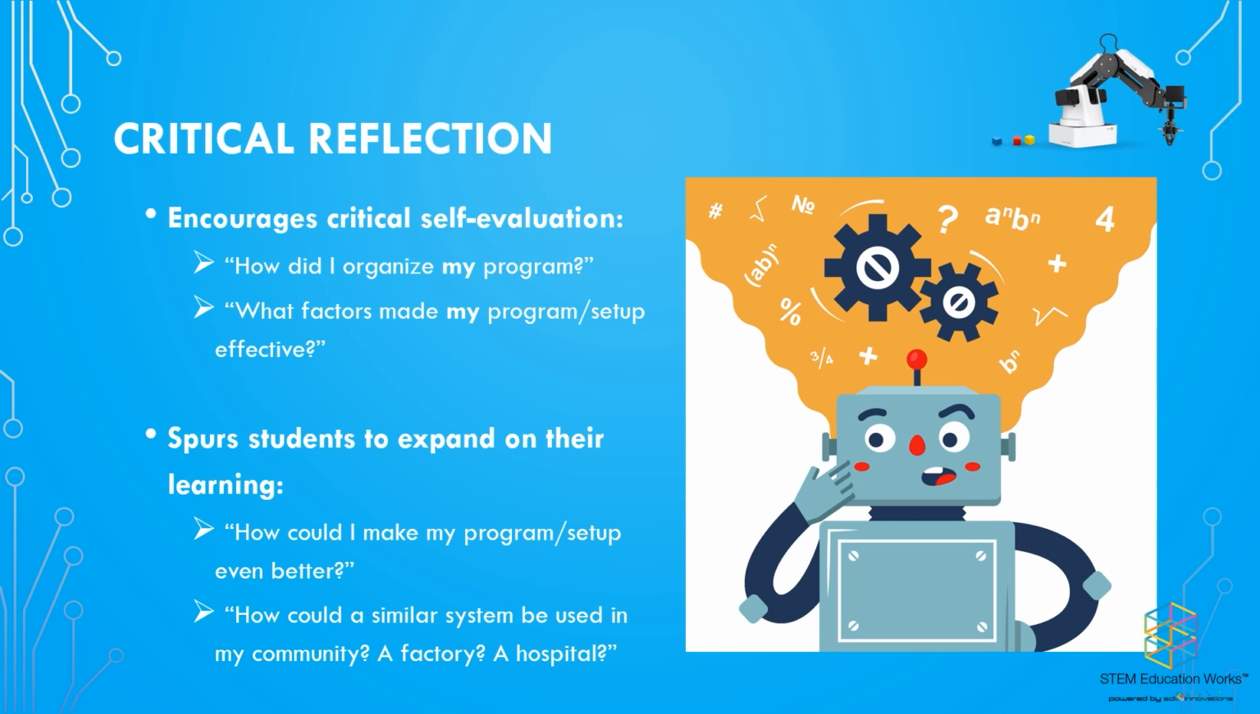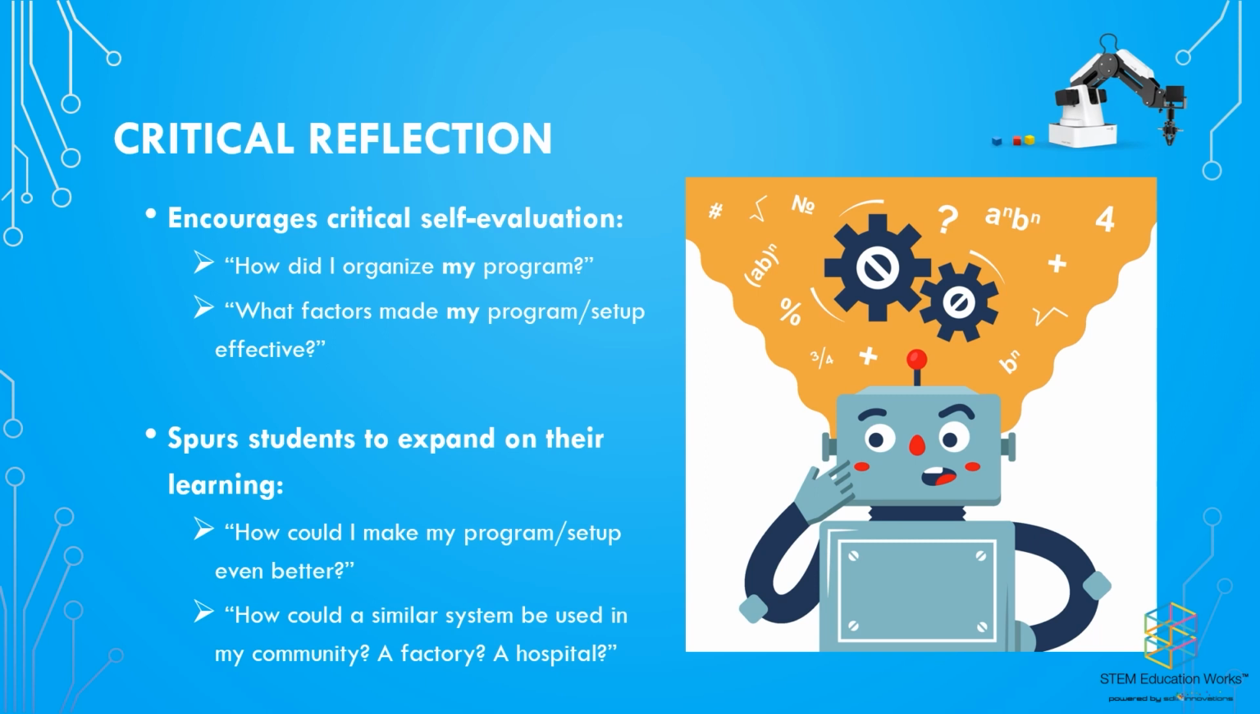So it makes them think, how could I make this program or setup even better? How could I program things more efficiently, perhaps? How could a similar system be used in a community or in a factory or in a hospital? It really makes them think about how robotic systems like the Dobot robotic arm can be applied to real world situations, like manufacturing. In fact, we actually have a Subaru plant not far from here.